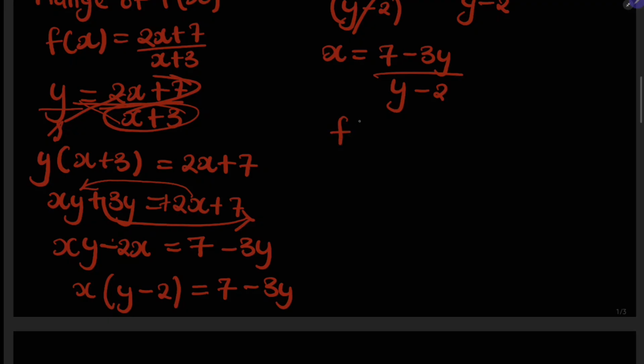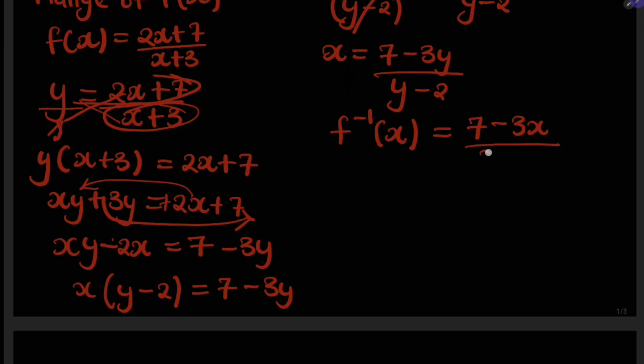Here we can see f inverse of x is equal to 7 minus 3, here was y and here was y. So wherever we see y, we replace it with x. So we are just going to say 7 minus 3x, all that on x minus 2. Okay, that is what we have. This is just the inverse of x. This is how we look for the inverse of f.